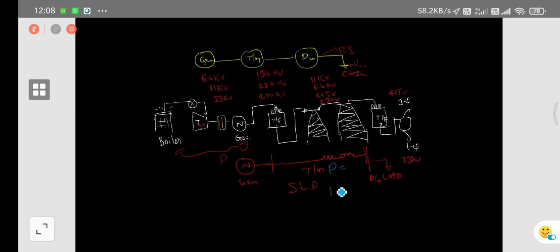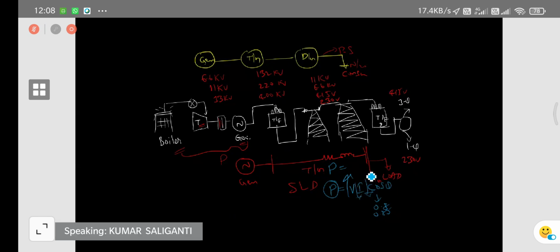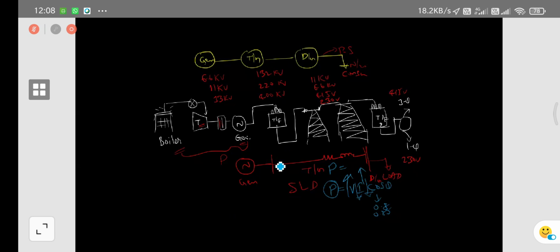As you know, the power is equal to VI cos phi, and the power factor is always 0.8 to 0.85. In order to maintain the constant power, we have to increase the voltage and decrease the current sometimes, and decrease the voltage and increase the current at other times. So along the transmission lines the power is constant.